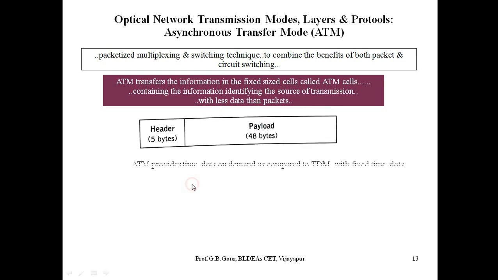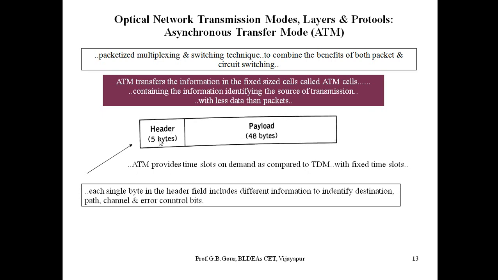Okay, so for example, ATM is going to provide you the time slots on demand. This is very important. It is going to provide you the time slots on demand as compared to TDM with the fixed time slots. So here you can see the header is of 5 bytes. Each single byte in the header field includes different information to identify the destination, path, channel and error control codes. Okay, so the problem here is that we cannot include the bits here. Bit stuffing is more time consuming. That's why headers will be used along with these bits containing the different information.